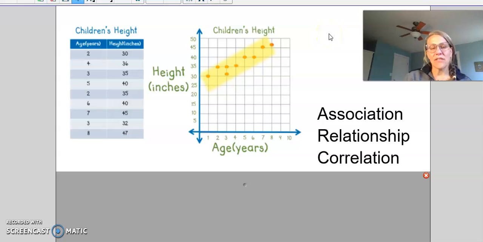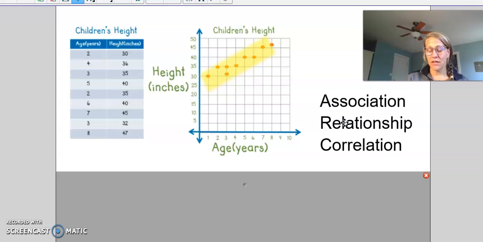If we take a look at this first set of data, age and children's height, you'll notice that there is some clumping. As the age increases, the height seems to be increasing. You can see this highlighted region, and that is showing us the relationship or association or correlation. All of those words mean the exact same thing. You'll see association probably the most, or maybe relationship, but you will see correlation as well.